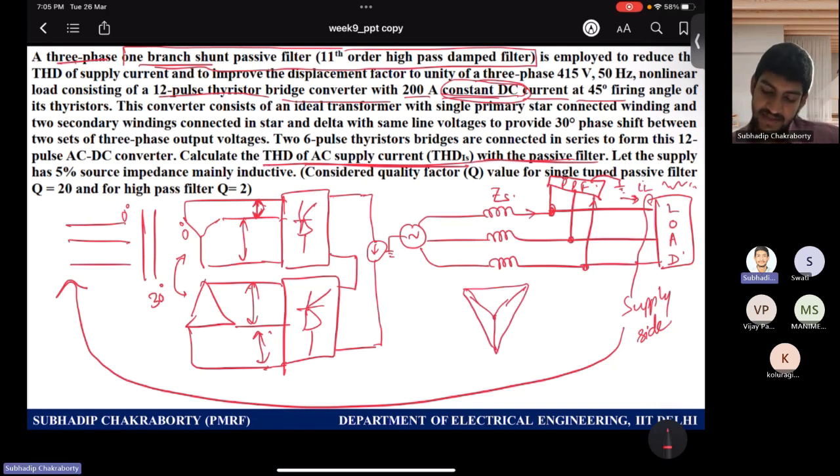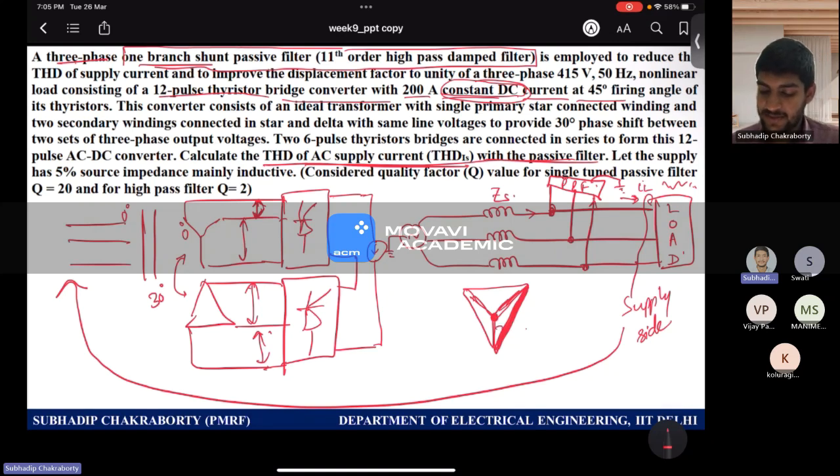This is the circumcenter, and if you assume this is the star and this is the delta, then as you can see, this is 30 degrees. So there is a phase shift of 30 degrees between the star and the delta.